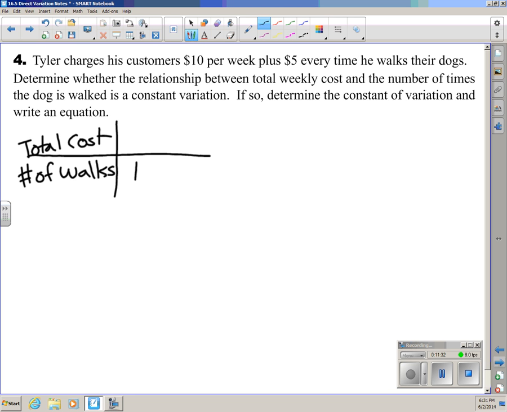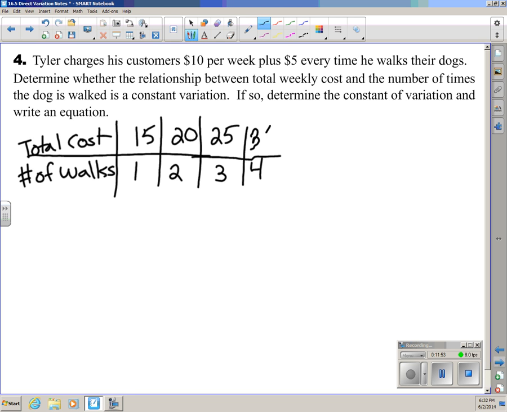One walk would cost $15. 2 walks would be $20. 3 walks would be $25. 4 walks would be $30. Is there a constant rate of change? Answer? No.